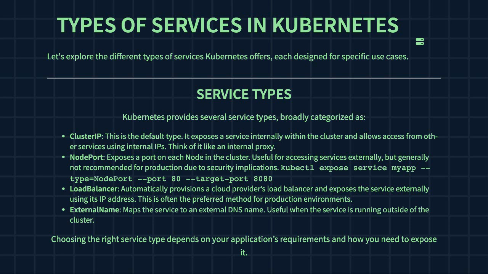You've got ClusterIP, which is the standard and lets other services within the cluster talk to it using an internal IP. Then there's NodePort, which opens up ports on every node, good for simple testing but usually not ideal for production due to security concerns. LoadBalancer automatically sets up a cloud provider's load balancer, giving you an external IP address. And finally, ExternalName just maps the service to an existing DNS name. Think about what kind of access your application needs and that will help you decide which type is best.